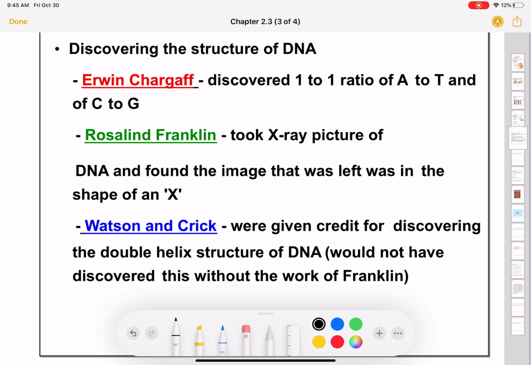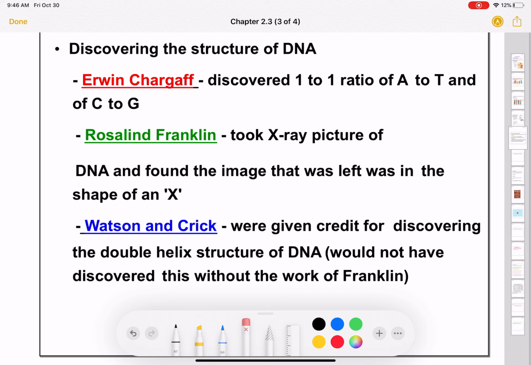Rosalind Franklin, she took an X-ray picture of DNA and found the image that was left was the shape of an X. So she used an X-ray to figure out what DNA might look like. And then Watson and Crick, they used their information to build a model structure of DNA. And they really wouldn't have been able to figure this out without Franklin's work or Chargaff's.